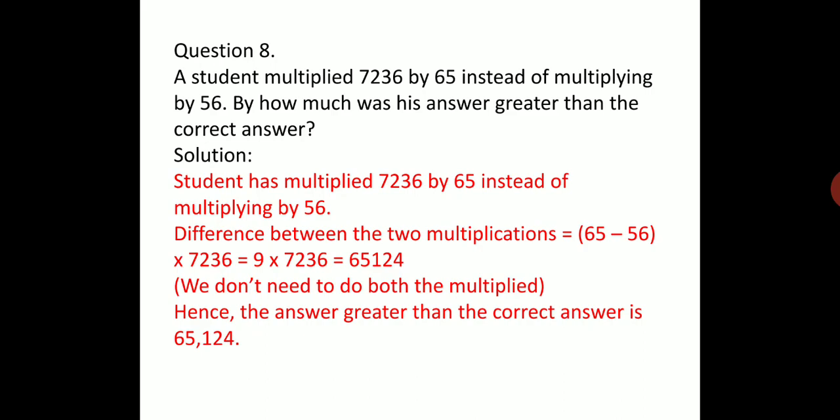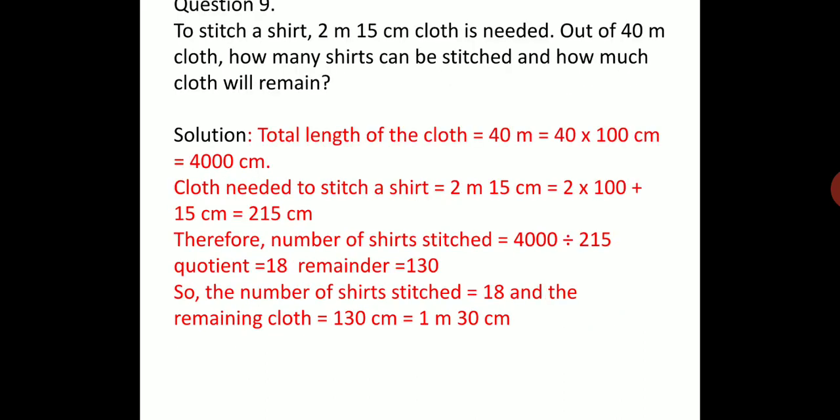Hence the correct answer is 65,124. Question number 9 now. In this question, to stitch a shirt, 2 meter 15 centimeter cloth is needed. Out of 40 meter of cloth, how many shirts can be stitched? So total cloth length is how much?